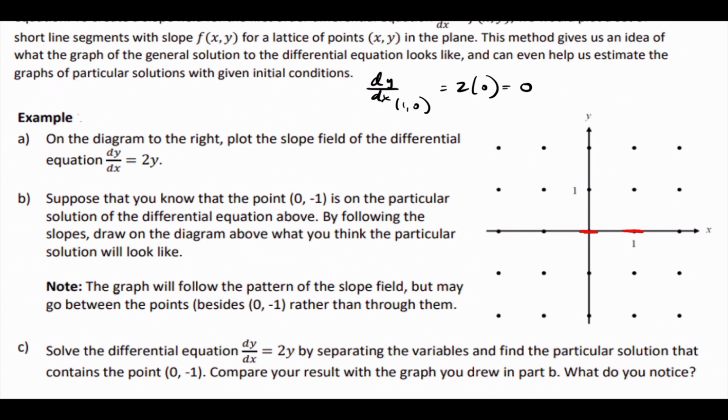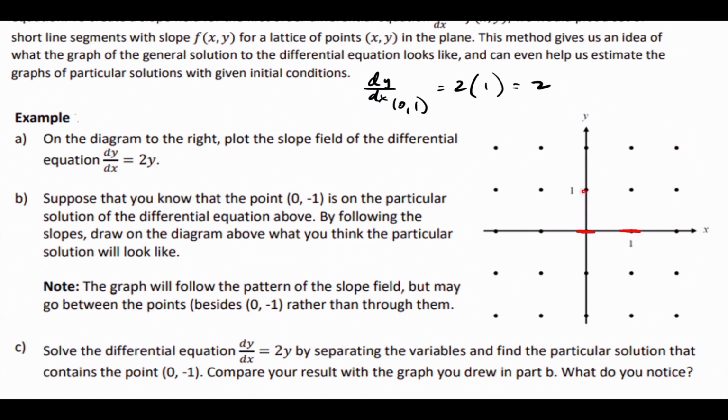0, 1. Okay, let's check it out. For 0, 1, we're talking about this point right here. So we plug in 1 for y, and we get 2. That's not 0. It's okay, though. So what would a slope of 2 look like? This is where we've got to kind of estimate, right? A slope of 1 means I go up 1 over 1, right? That'd be a slope of 1. A slope of 2 has got to be a little more inclined. So something kind of like that.